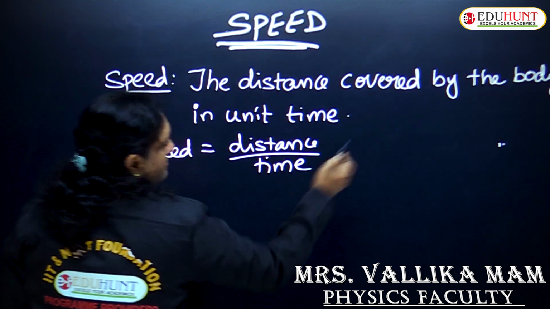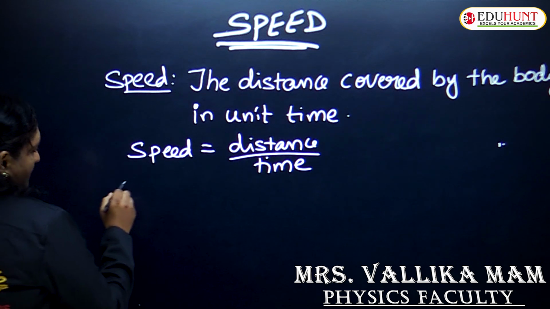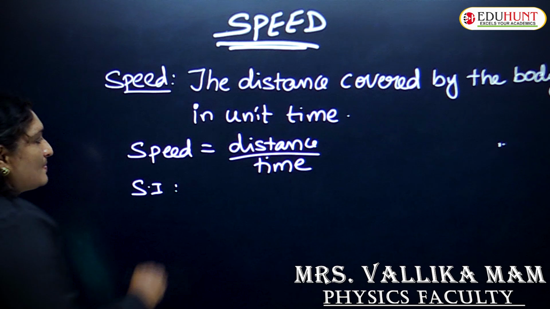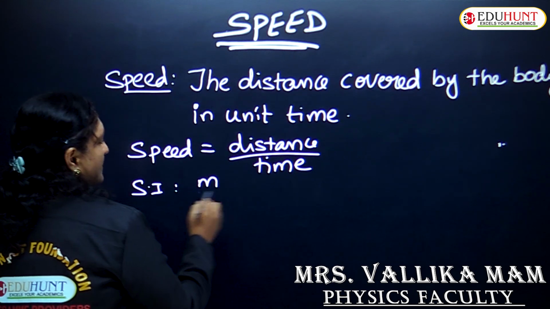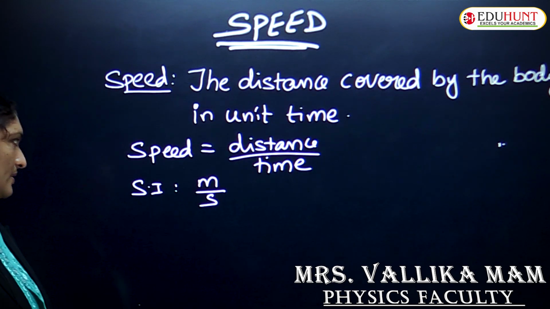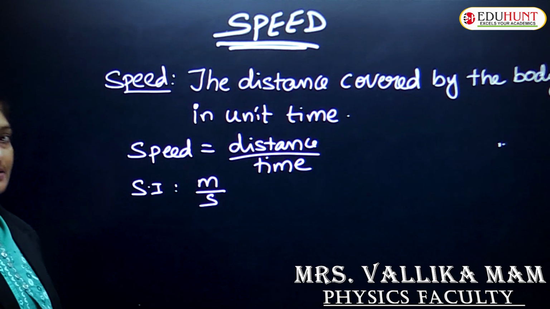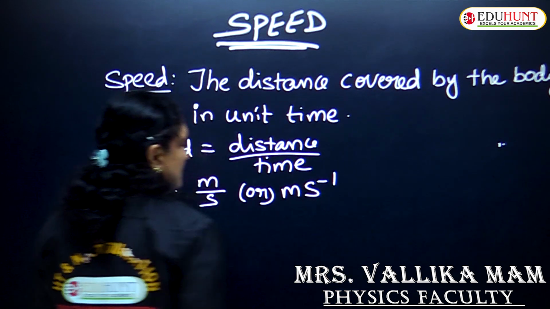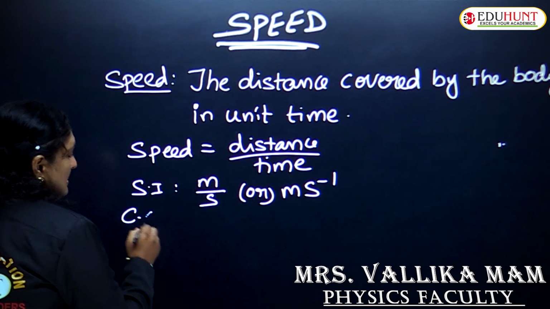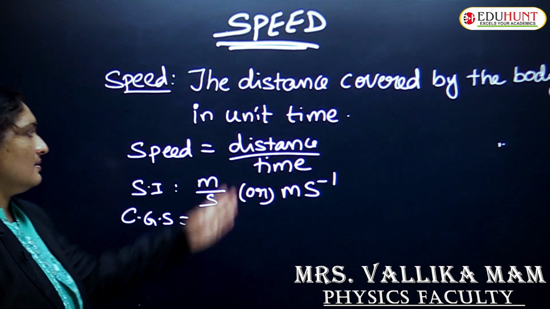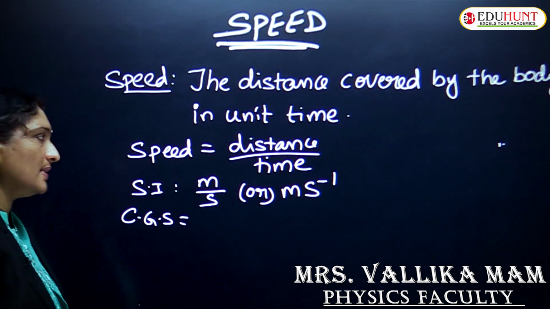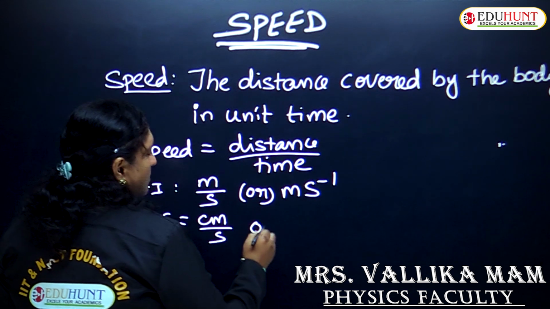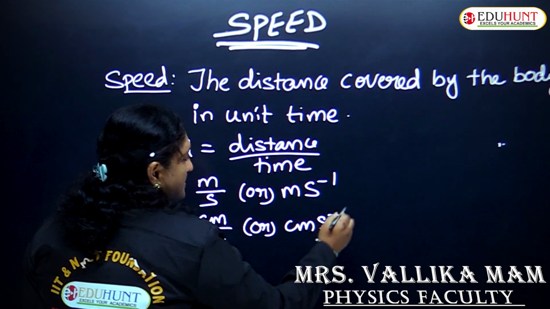That is it. Simple. If you go with the SI unit of speed, distance in SI units is measured in meter and time is measured in second. Hence, the SI unit of speed is meter per second. This can also be written as meter second inverse. Whereas the CGS unit of speed: distance in the CGS system is measured in centimeters, and time in seconds. Hence, this can also be written as centimeter per second.